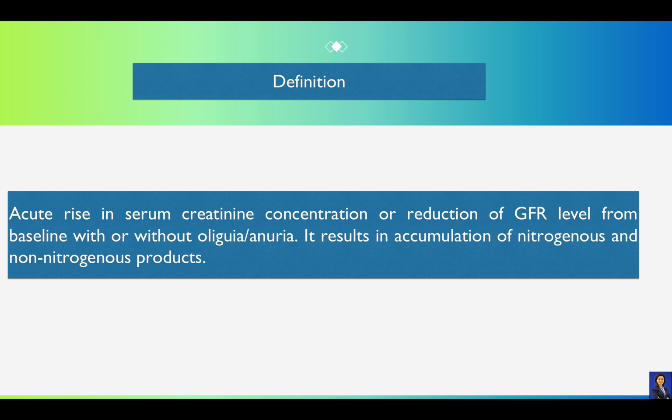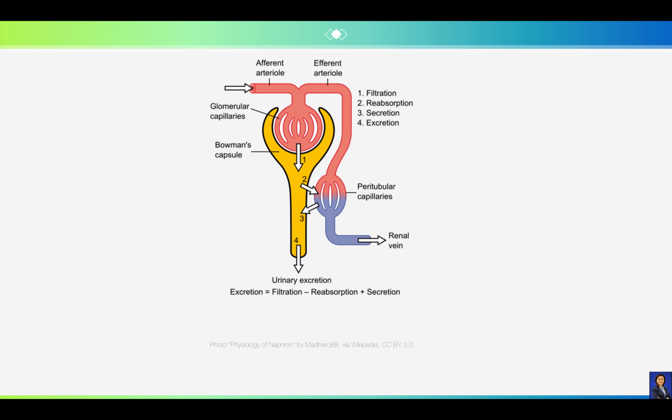Oliguria is a urine output of less than 400 ml per 24 hours. Anuria is a urine output of less than 100 ml per 24 hours. In an acute renal failure patient, there will be accumulation of nitrogenous and non-nitrogenous products. When you look at the kidney function, there are four major functions of the kidney: filtration, reabsorption, secretion, and excretion.